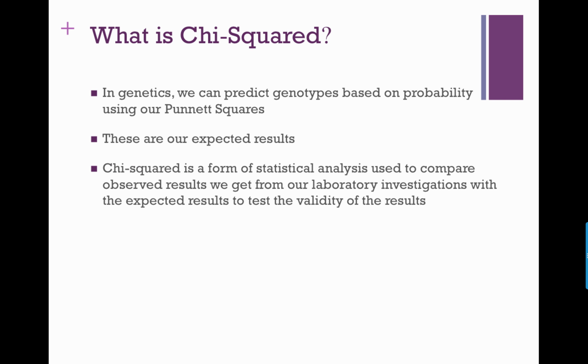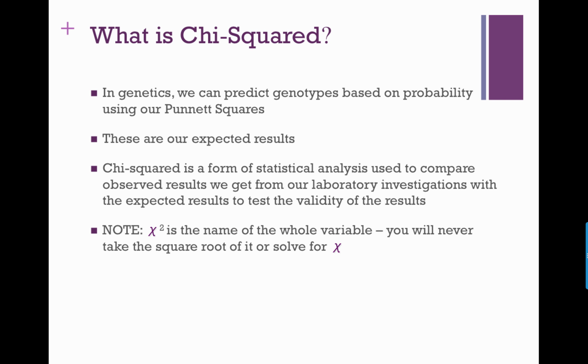The chi-squared is a form of statistical analysis used to compare the observed results we get from our laboratory investigations with the expected results to test the validity of the results. In other words, how close is close enough? Note, chi-squared is the name of the variable. You're never going to take the square root of chi-squared, or solve for chi. You're going to be solving for chi-squared using this formula.